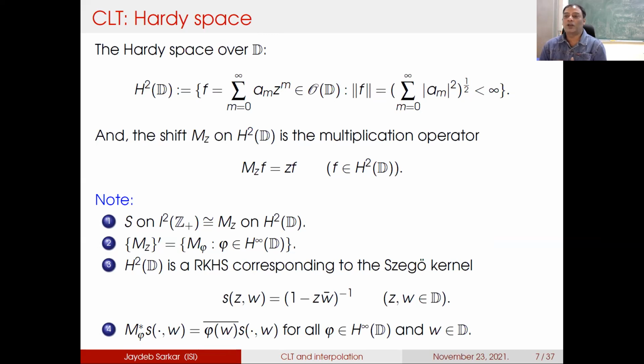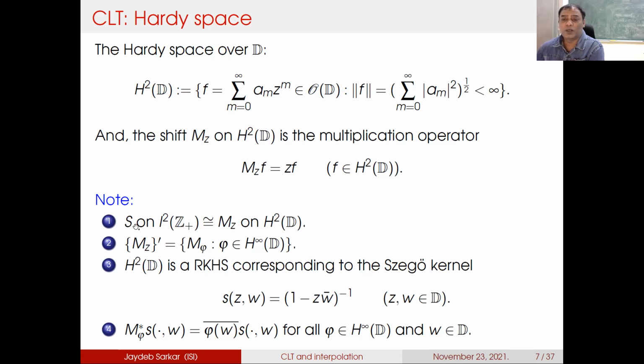Then, because it's just a space, there's not much to do with it otherwise. So you introduce the shift operator on H2(D) as the standard multiplication by z operator. This is defined in this way. We'll talk about M_z even in several variables. It will be defined in a similar way by the coordinate functions.